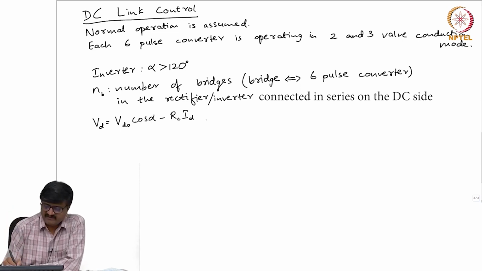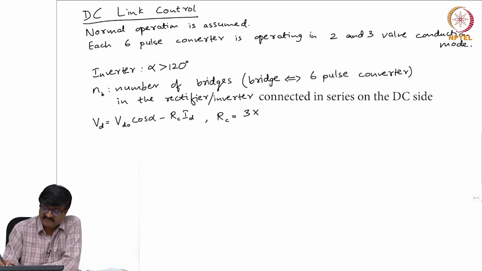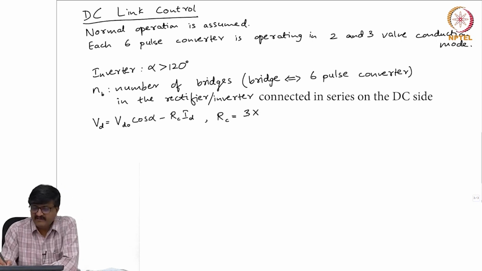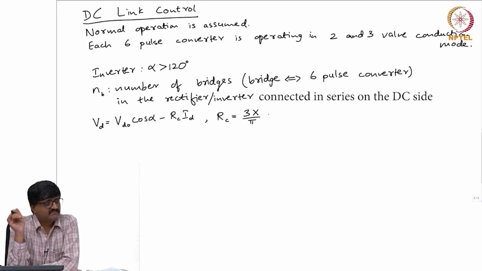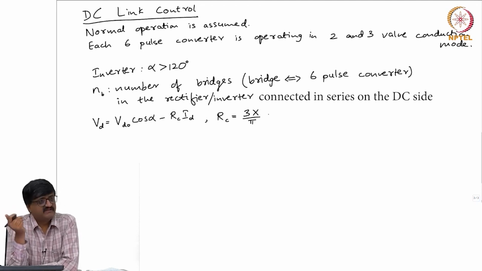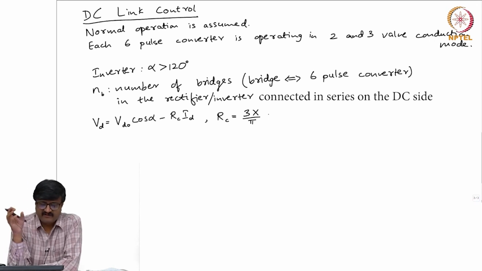So, we know what is RC. What is RC? It is 3 times X by pi. Is that okay? Do you recall this? Just go to the 6 pulse converter and normal operation. We got this equation where RC is 3X by pi. X is the inductive reactance of the inductance on the AC side.